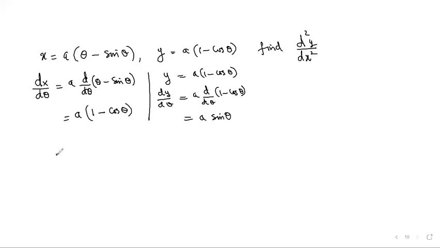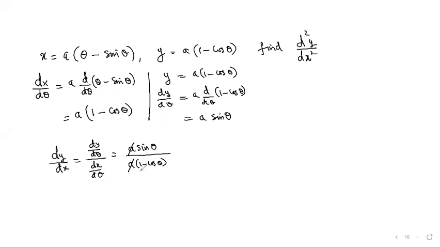Now dy by dx is dy by d theta divided by dx by d theta. So a sine theta divided by a into 1 minus cos theta. Now stop for a minute. If I want to find the second derivative here, it is going to be a little complicated because I have to apply the u upon v method. Am I right?